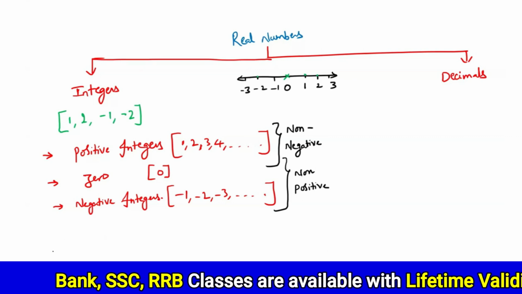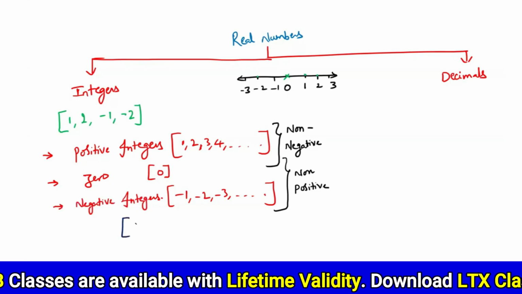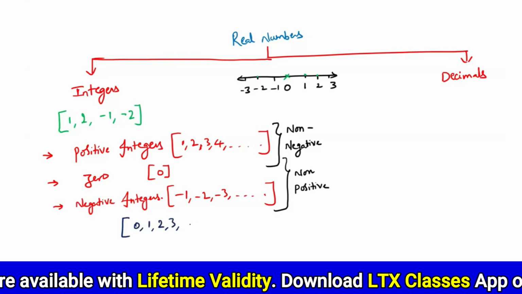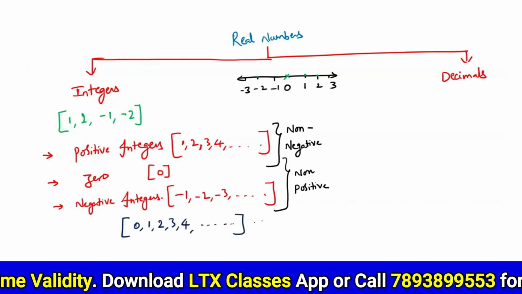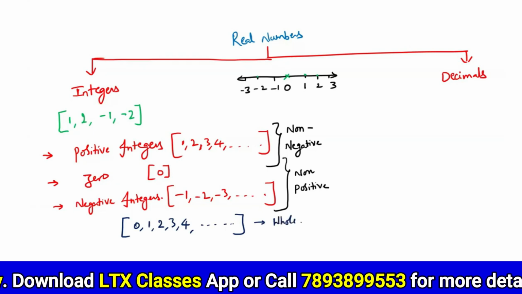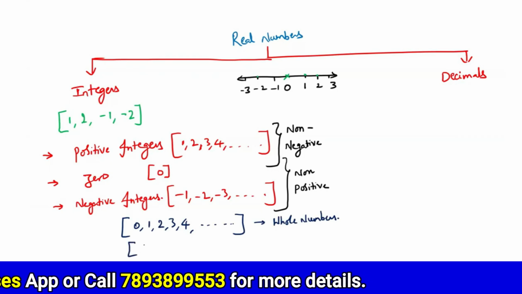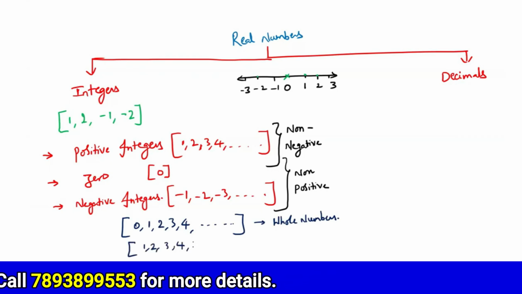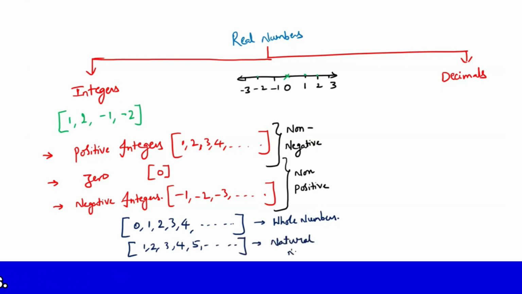Okay. Next. What about this one? I think you guys can answer this. 0, 1, 2, 3, 4, and so on. These are called which type of numbers? Whole numbers. Next, 1, 2, 3, 4, 5. Natural numbers. Without considering 0, they will be considered natural numbers. So this is regarding the classification of integers.